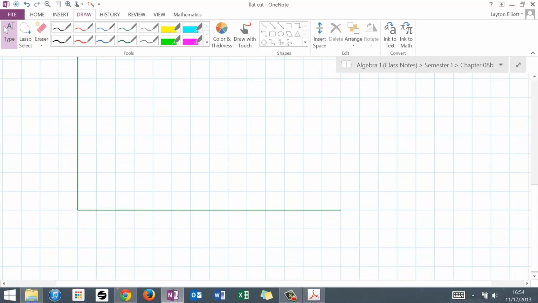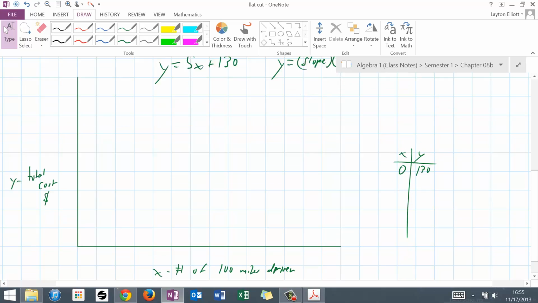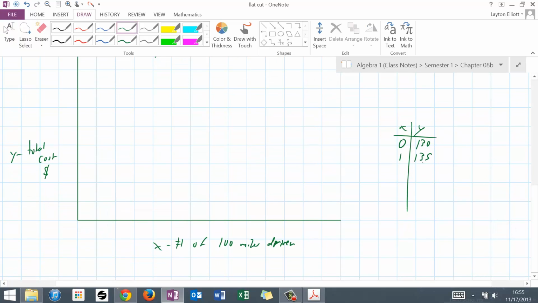Furthermore, I'm going to look at what my units of x and y are, and I want to label things. So x is number of 100 miles driven, and y is total cost, and that's in dollars. So that's y, and then that's x. Now, if I do a simple t-chart of what's happening, and I put in x and y, when x is 0, y is 130. When x is 1, y is 135. When x is 2, y is 140.